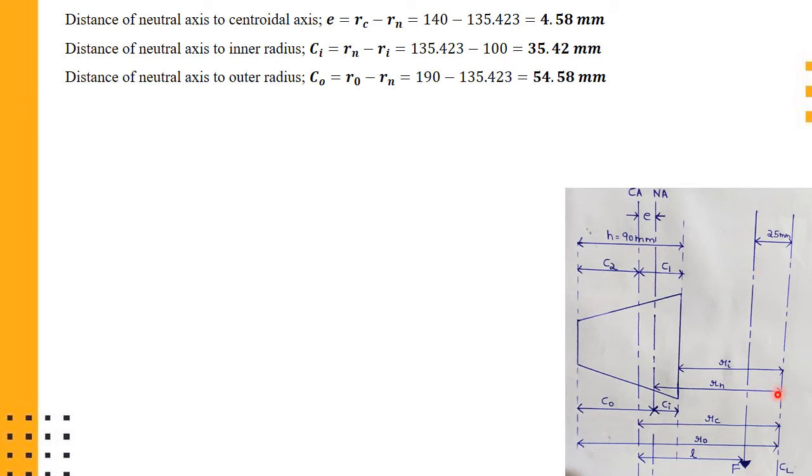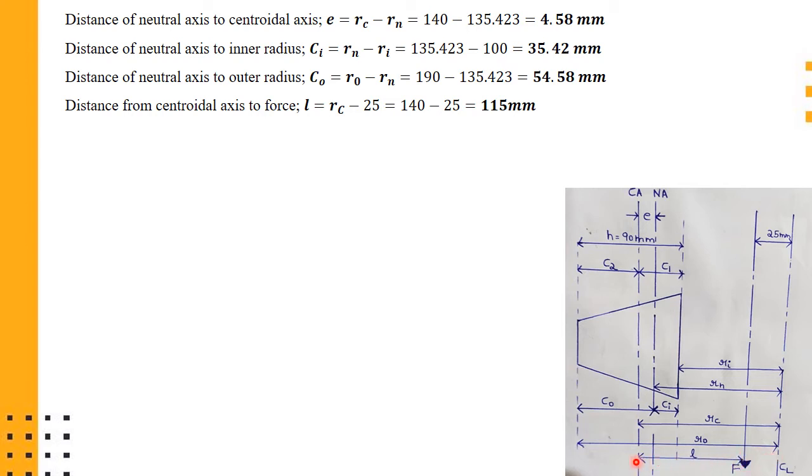That will give you the distance to the outer radius C0. Or else you can calculate it, if Ci is known, using H also. You can calculate the C0 value. That is also okay. Then the remaining thing is the L value, that is the distance from the centroidal axis to the point where the force is acting, because we need L for calculating the moment.